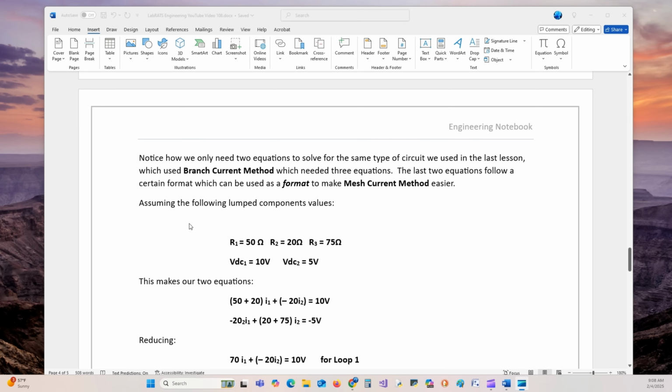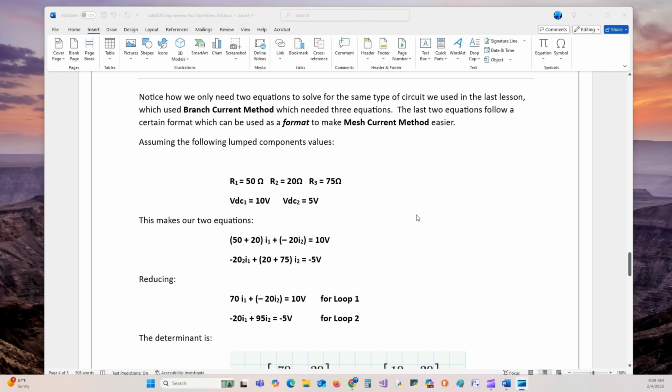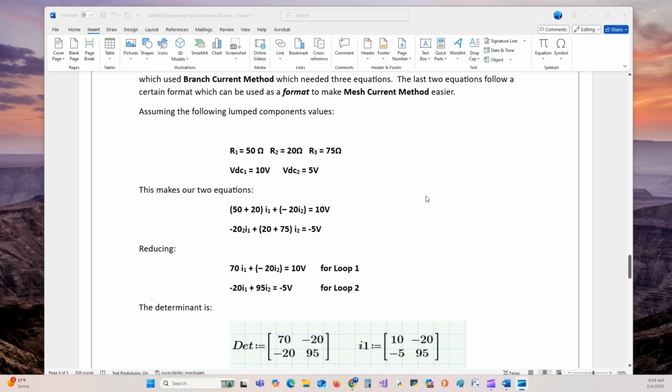As we substitute, notice that we only need two equations to solve the same type of circuit we used in the last lesson, the branch current method, which needed three equations. The last two equations follow a certain format, which can be used to make the mesh current method easier. Assuming the lumped component values that we have currently here, we make our two equations. For loop 1, it's 70 I1 plus negative 20 I2 equals 10. Negative 20 I1 plus 95 I2 equals negative 5 for loop 2.